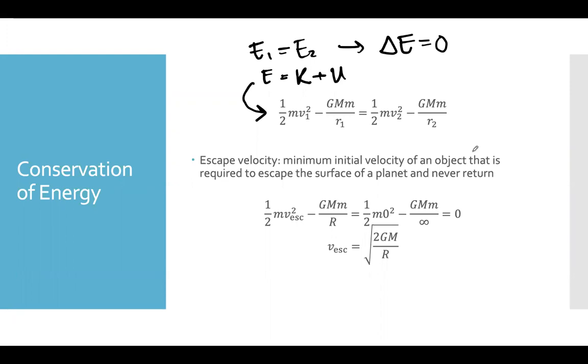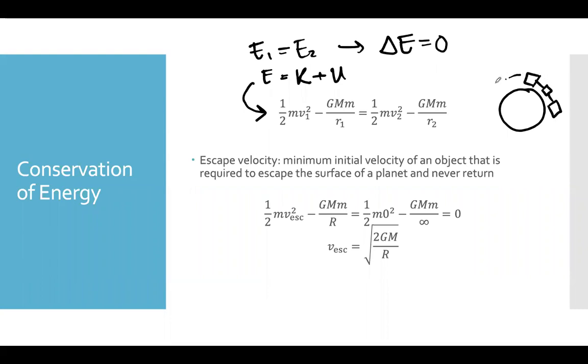Now, from this, we learned that we can solve for an escape velocity, and that is the minimum initial velocity of an object that is required to escape the surface of a planet and never return. So what does this mean? If our satellites are up here, right?